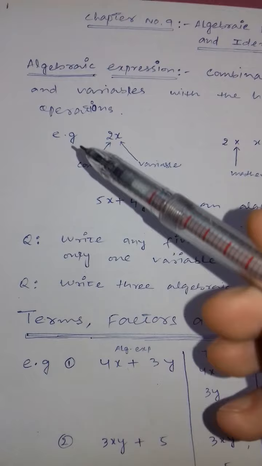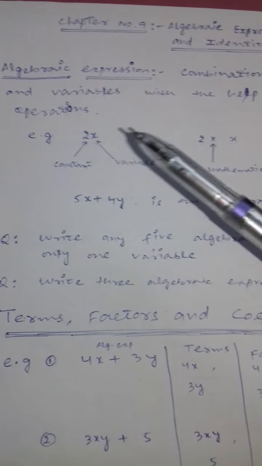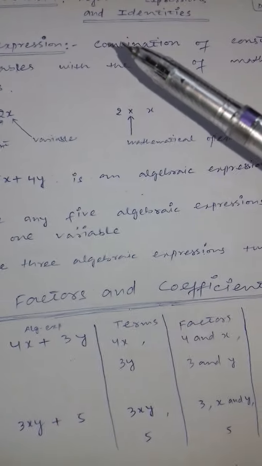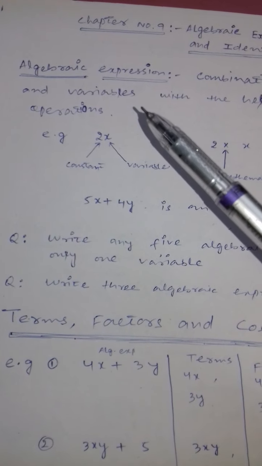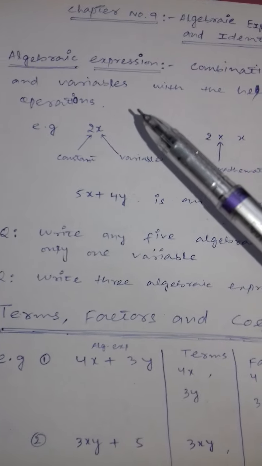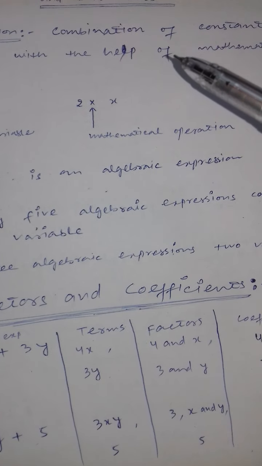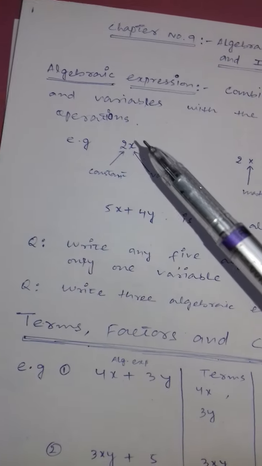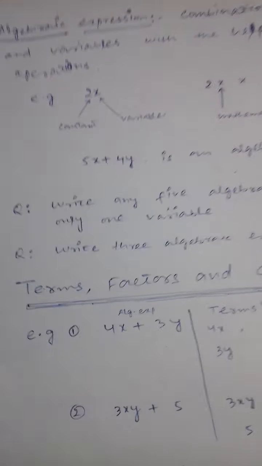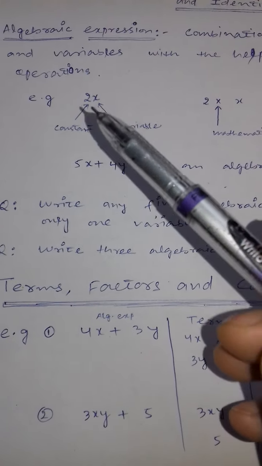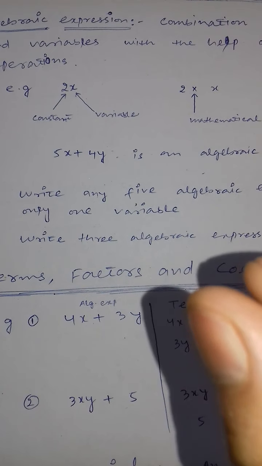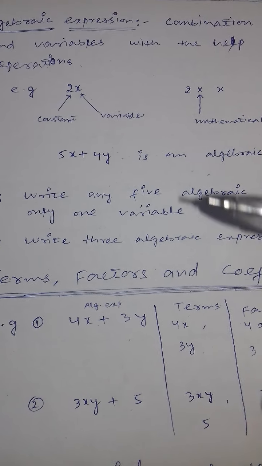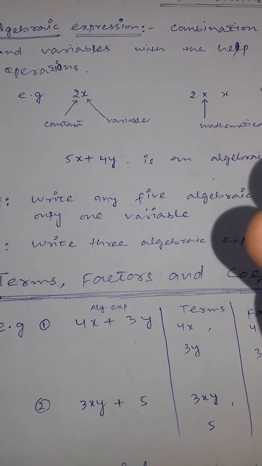The first term is algebraic expression. As for the definition of this term is concerned, it is simply the combination of constants and variables with the help of mathematical operations. It means when we combine constants and variables together with the help of mathematical operations, meaning addition, subtraction, multiplication, division.